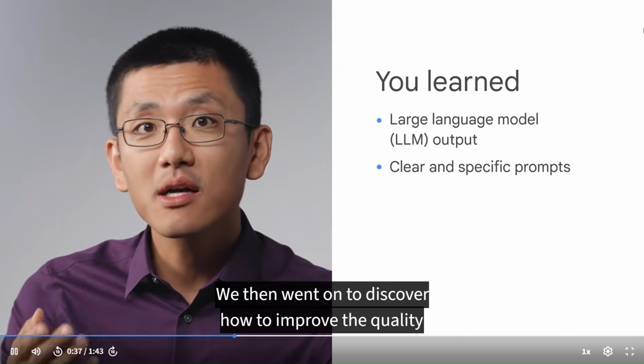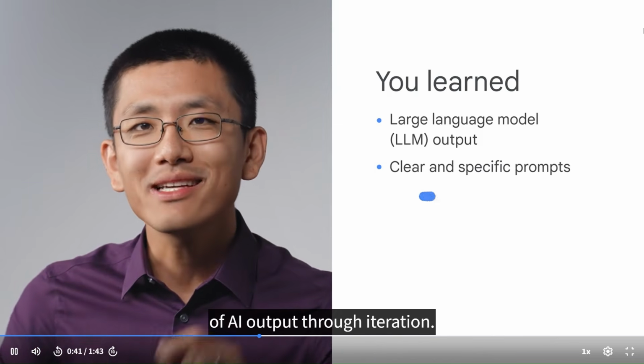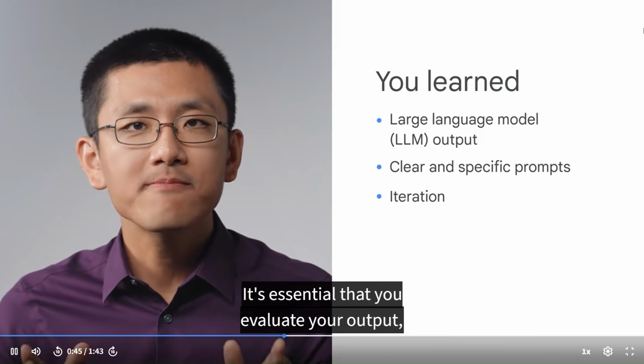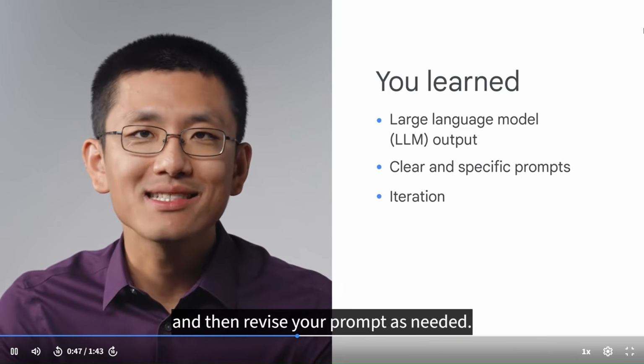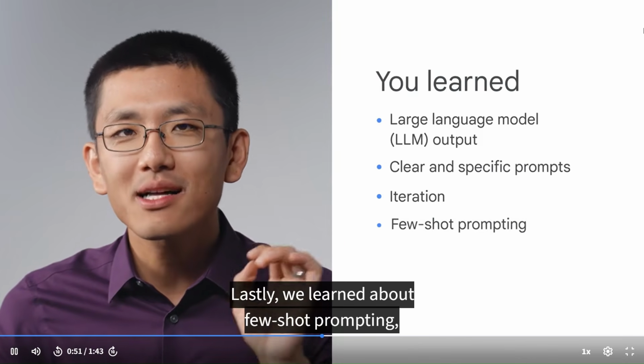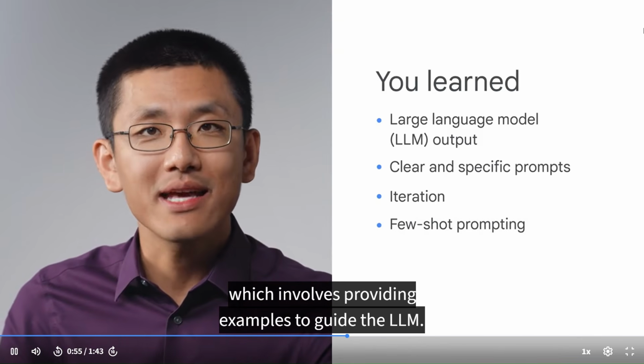We then went on to discover how to improve the quality of AI output through iteration. It's essential that you evaluate your output and then revise your prompt as needed. Lastly, we learned about few-shot prompting, which involves providing examples to guide the LLM.